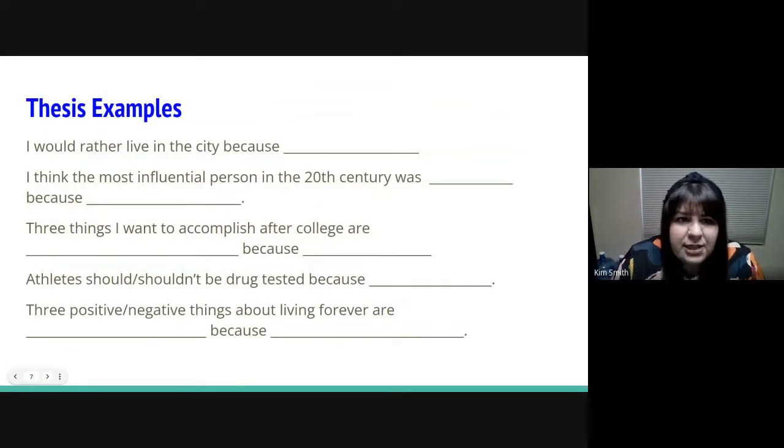Here's some more thesis examples. I just took those prompts from the very beginning and put them in thesis form. So, I would rather live in the city because blank, blank, blank. I think the most influential person in the 20th century was whoever, because, and then I'm going to give my three reasons. Three things I want to accomplish after college are, and then I'm going to give those three things. And then, because blank, blank, blank, athletes should or shouldn't be drug tested, and then provide my three reasons for my argument. And then, three positive or negative things about living forever are blank.